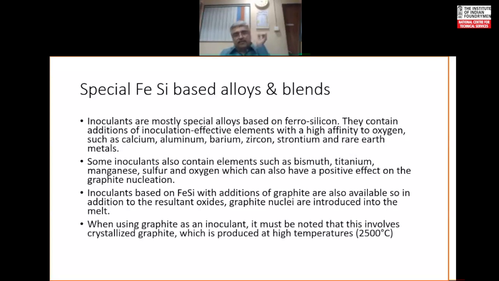One word, if somebody wants to use graphite as an inoculant, it must be crystalline graphite. That means HCP, hexagonal close packed structure. So it has to be graphite which is sourced from what I would call electrode graphite, which forms at 2500 degrees centigrade. That's got the right structure.